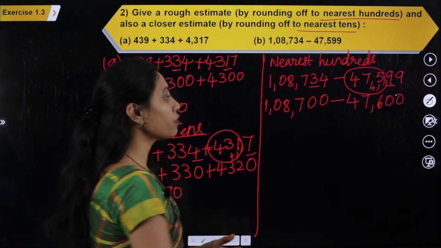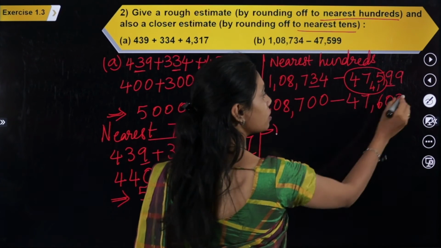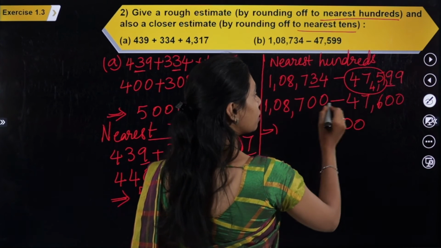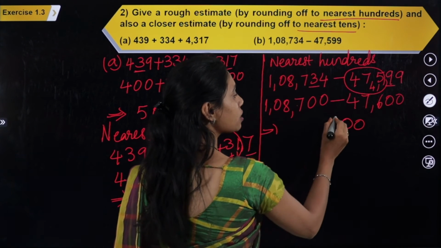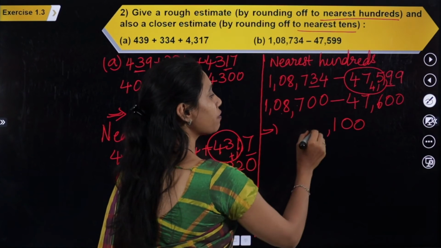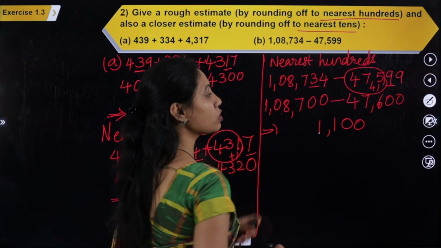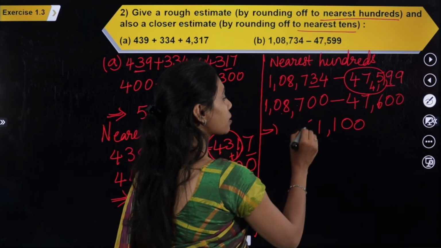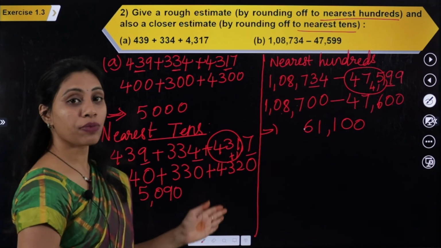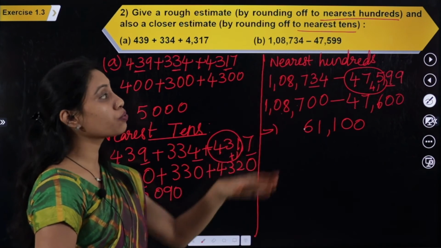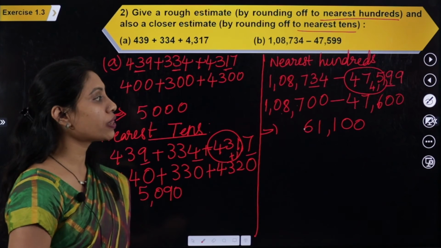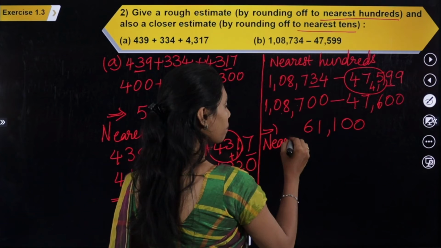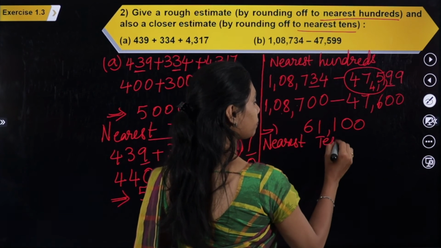Now, let us find the difference between these two. 0 minus 0 is 0, 0 minus 0 is 0. Next, 7 minus 6 is 1, 8 minus 7 is 1, 0 minus 4 is not possible. So, when I take borrow, 10 minus 4 will be 6. So, the estimated difference of the given two numbers to its nearest 100 is 61,100. Now, we have to find the value nearest its tens.